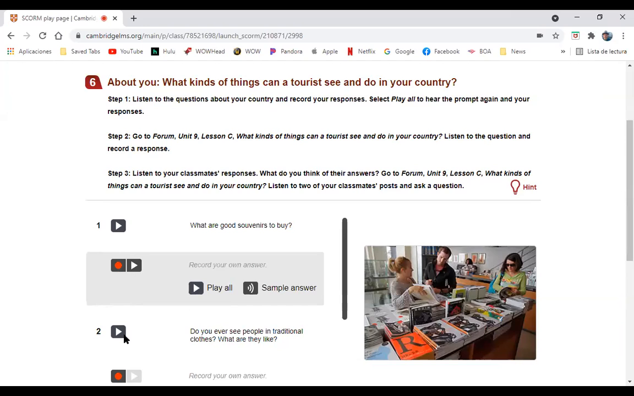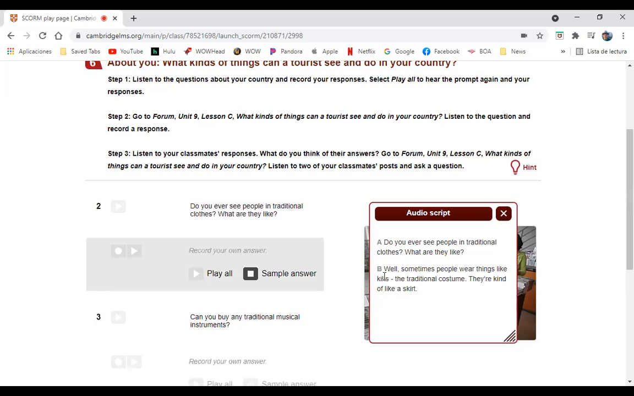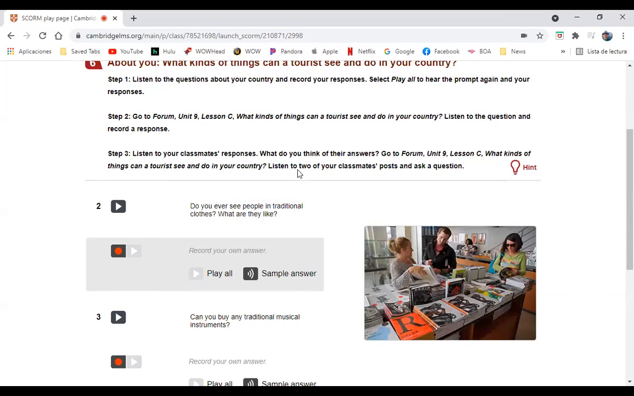Do you ever see people in traditional clothes? What are they like? These are the same questions, but this is more about pronunciation. Well, sometimes people wear things like kilts, the traditional costume. They're kind of like a skirt. You can say they are kind of like a skirt when you don't know how to describe it, but you have the idea.